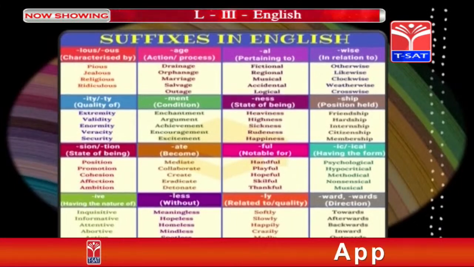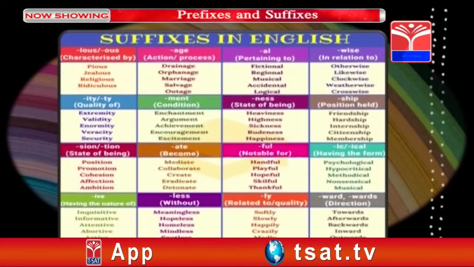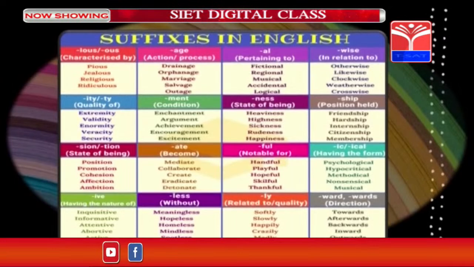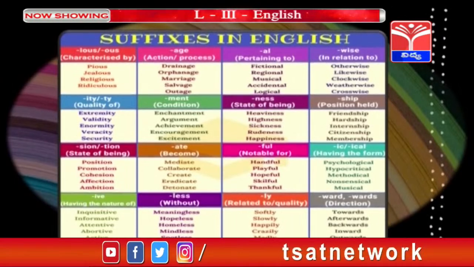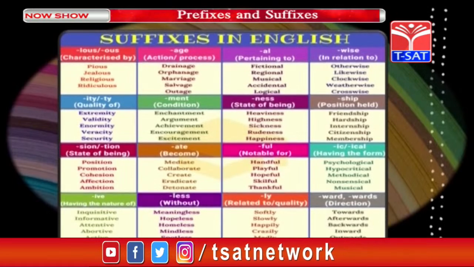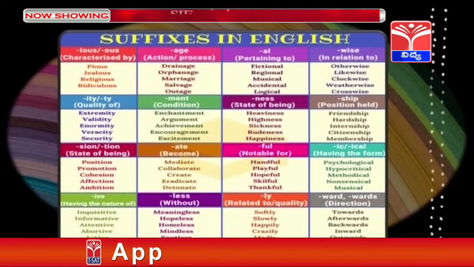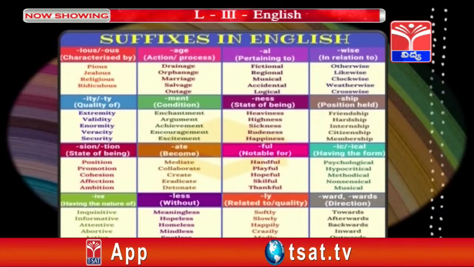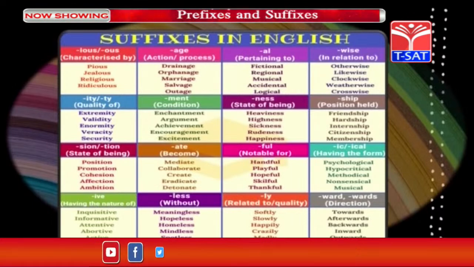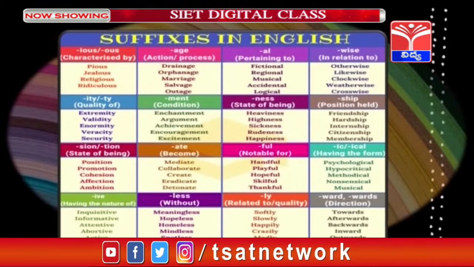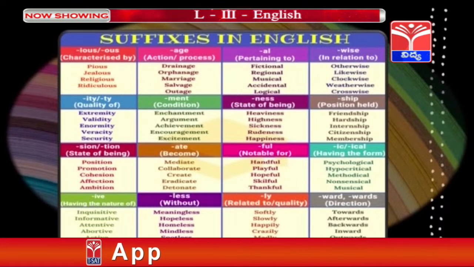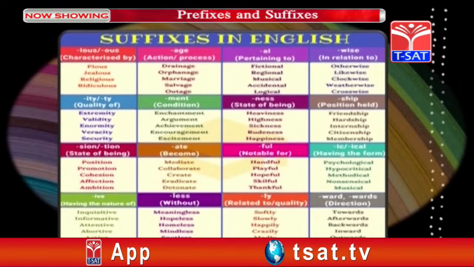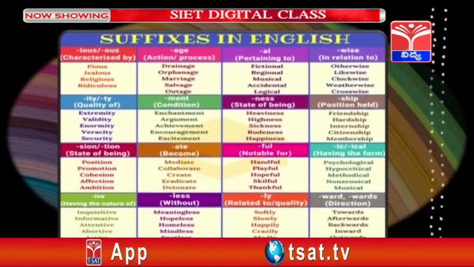The suffix -ness tells us the state of being, like heaviness, highness, sickness, happiness. The suffix -ship tells us about the position held, like friendship, hardship, internship, membership, citizenship. The suffix -sion or -tion also tells us the state of being, position, condition, like affection, etc.